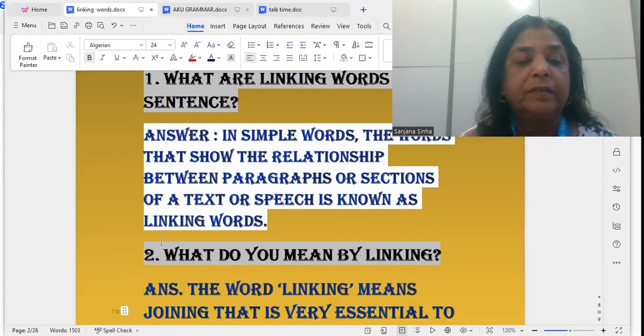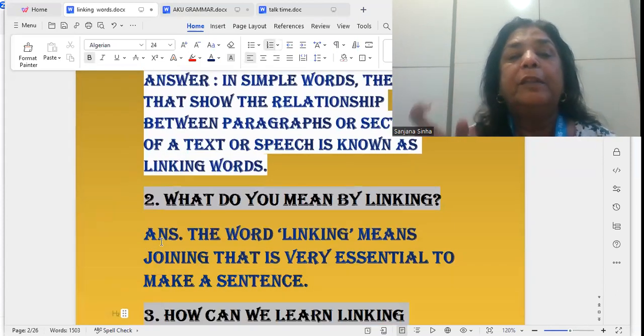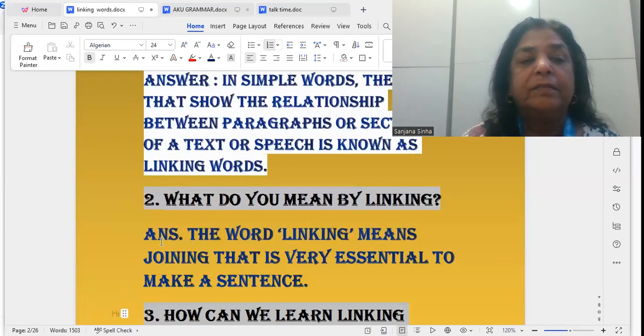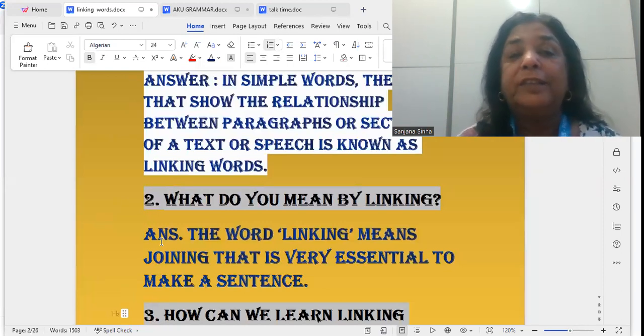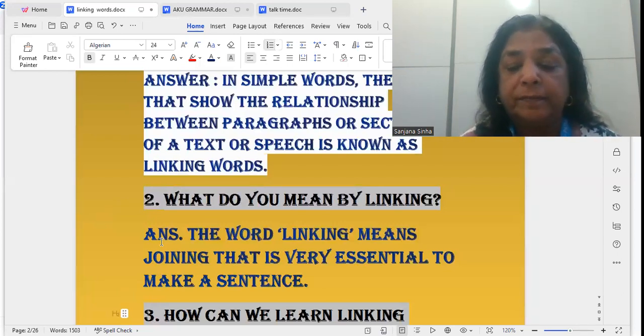The second question is, what do you mean by linking? लिंकिंग का मतलब क्या होता है? लिंक का मतलब जोड़ना, कनेक्ट करना. The answer is the word linking means joining, that is very essential to make a sentence. So link, you can link words with other words. You can link one paragraph. So the answer is the word linking means joining, which is very important, which is a must to make a good sentence.